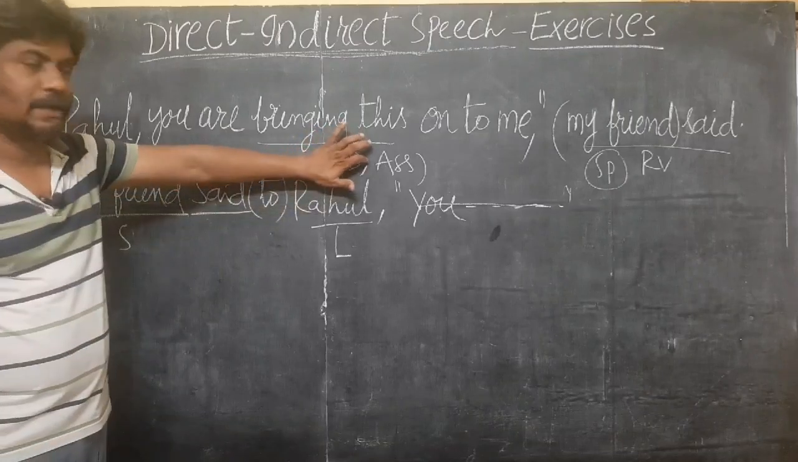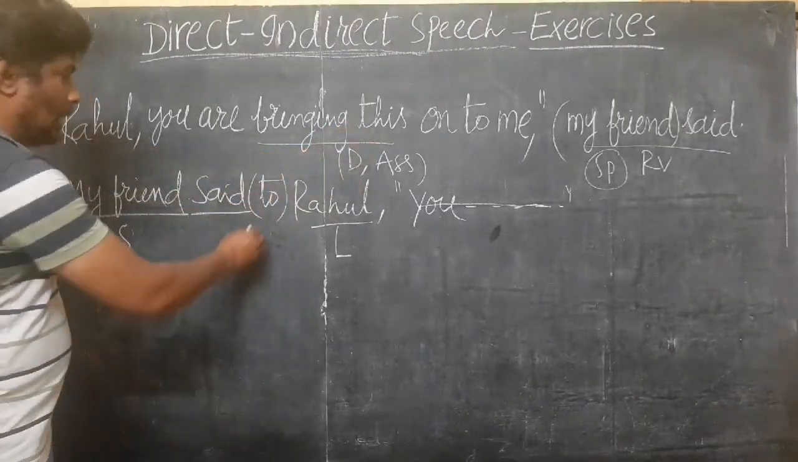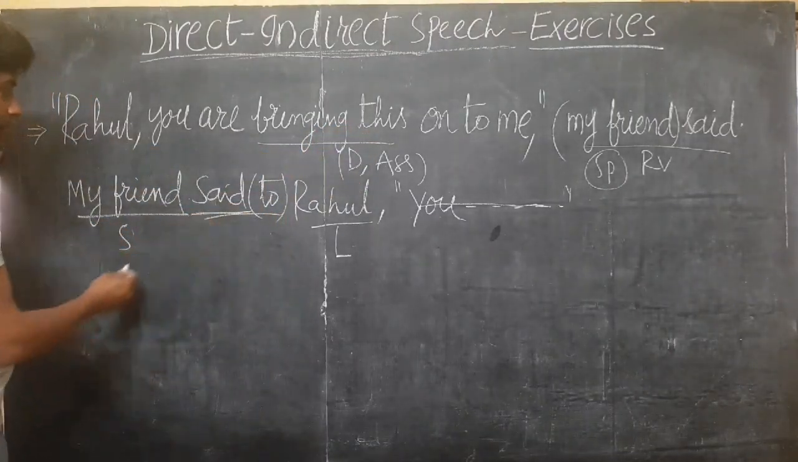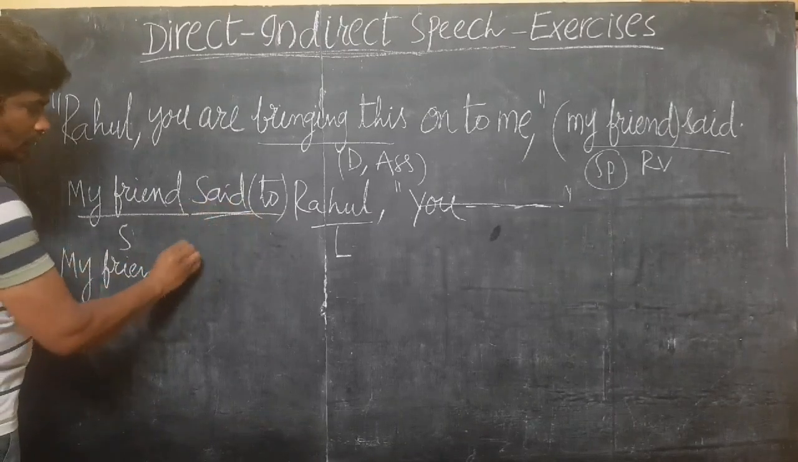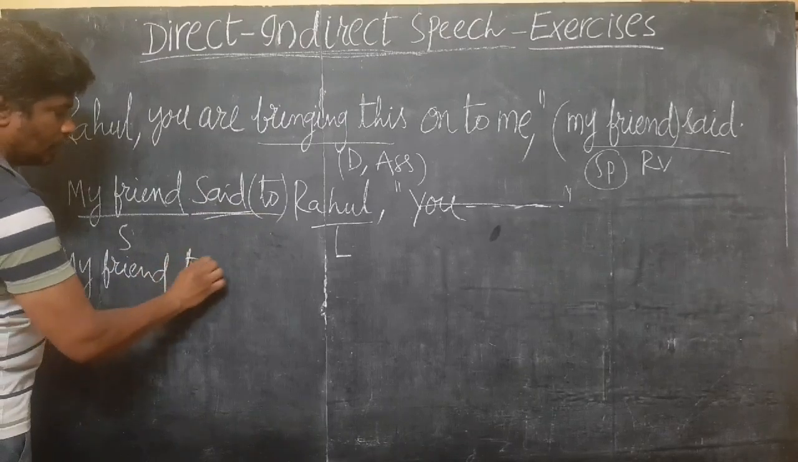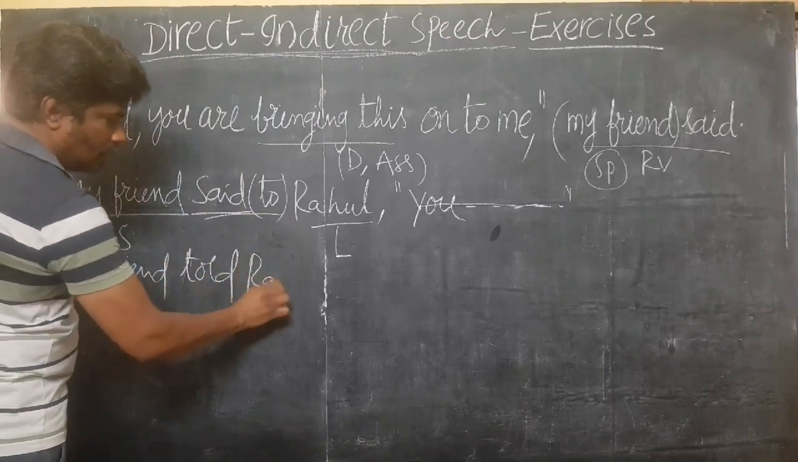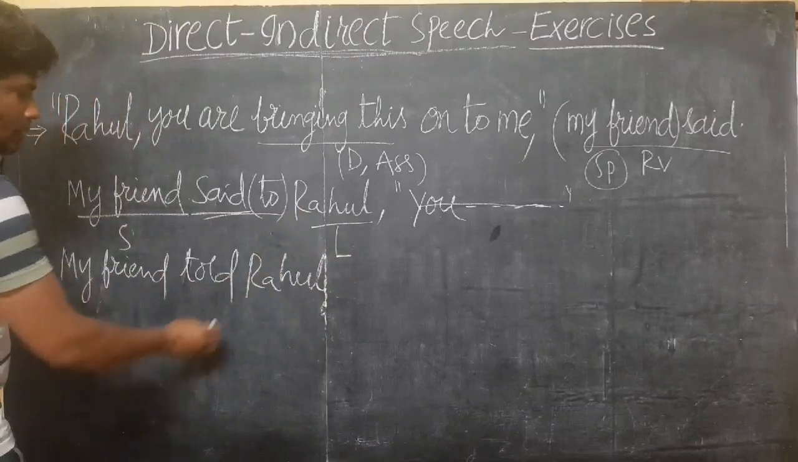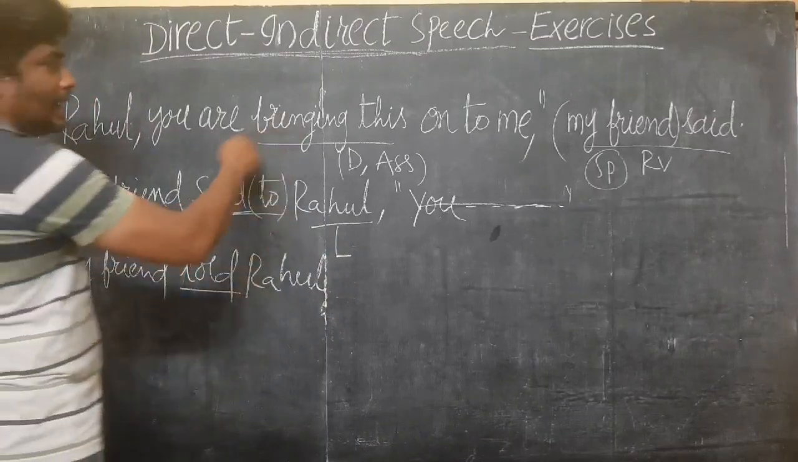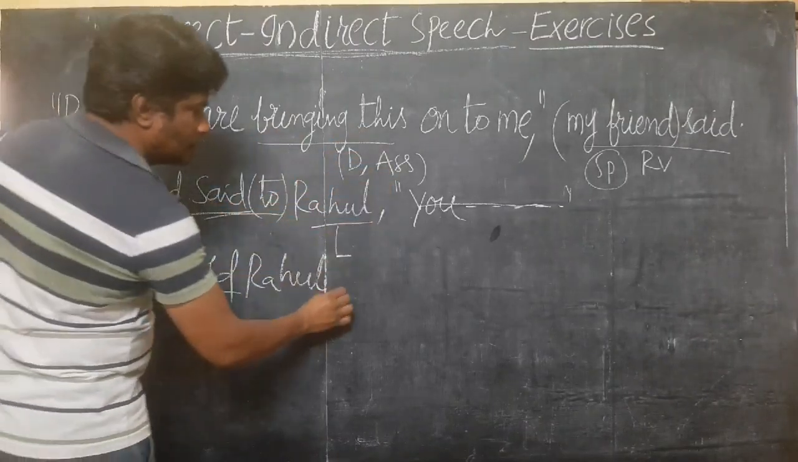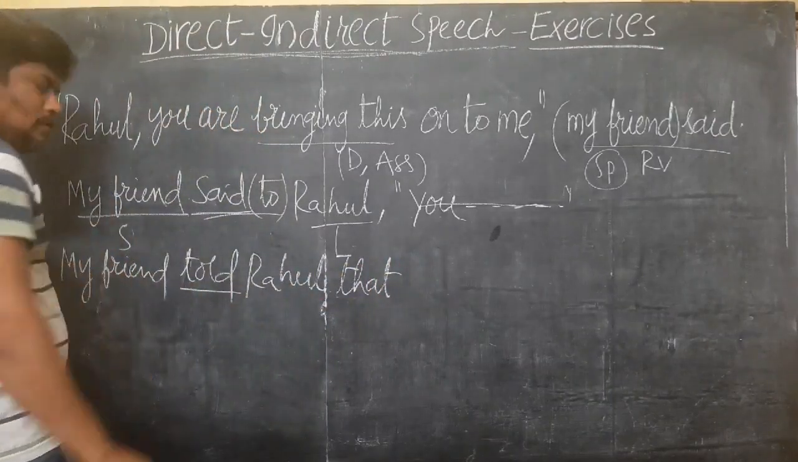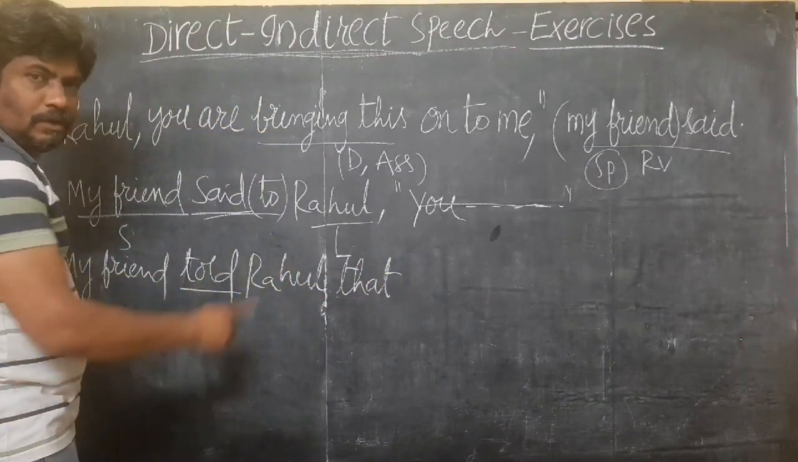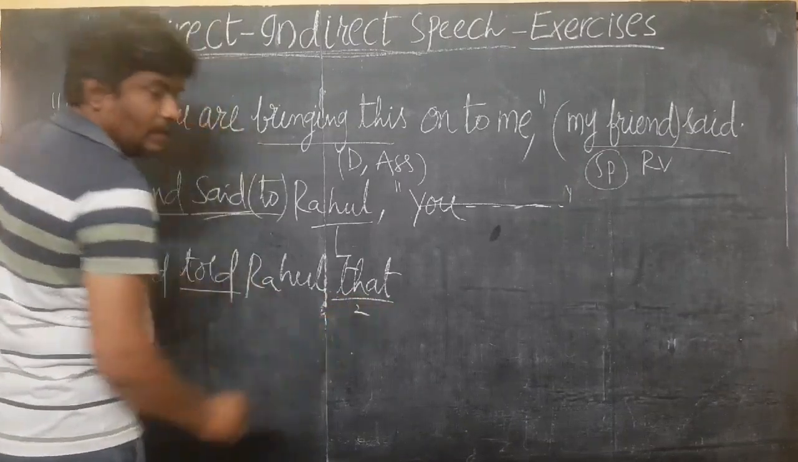This is an assertive sentence. Dialogue is assertive. And in the reporting verb, said to is given. This changes to told. So your answer is: my friend, remember, told Rahul. Completed. Reporting verb change done. Now the conjunction. Dialogue is assertive, so you have to write that as the conjunction.